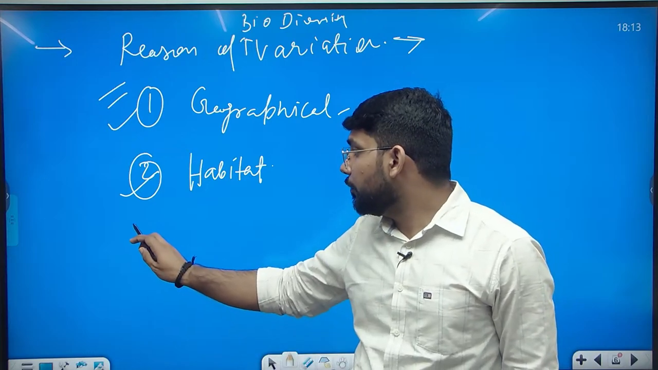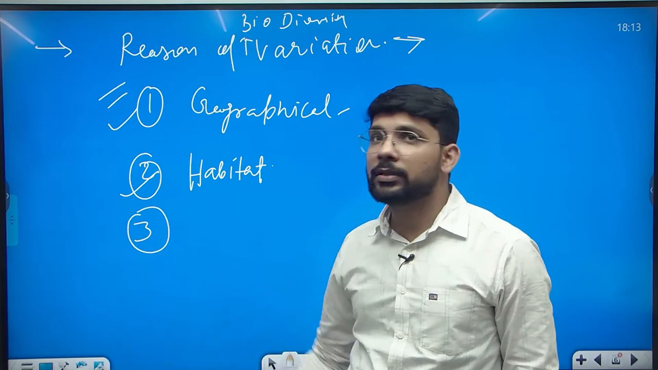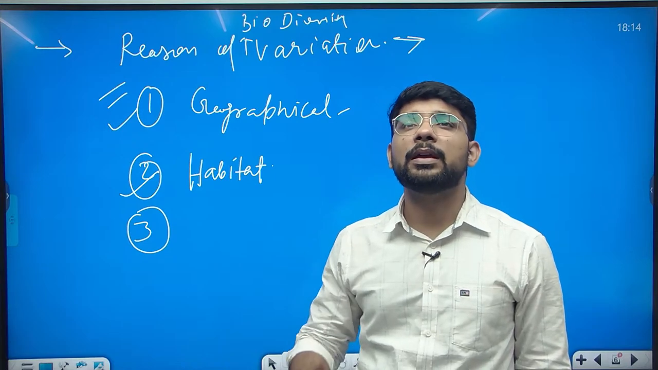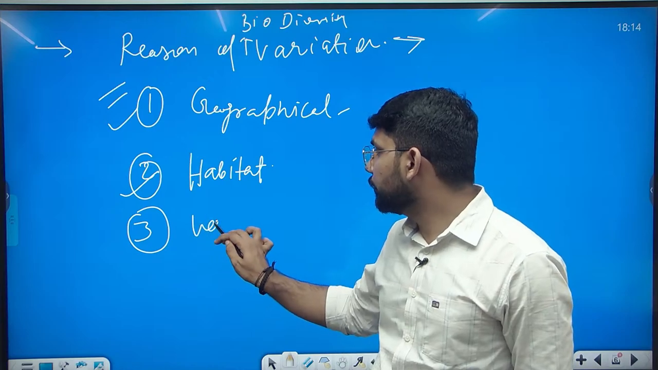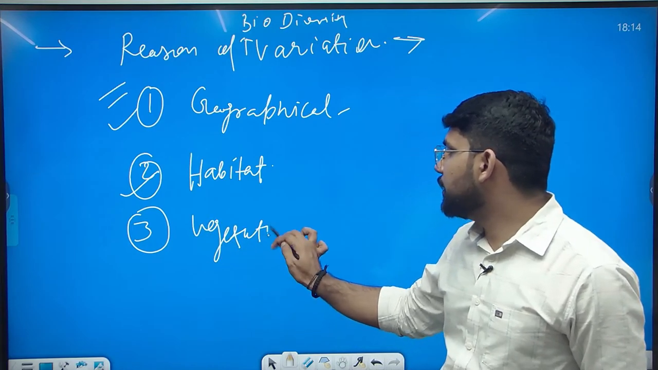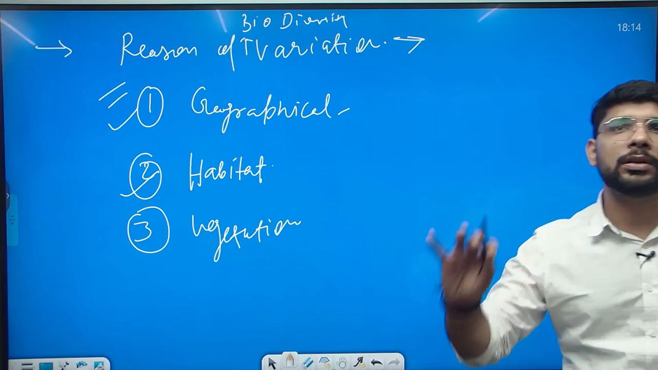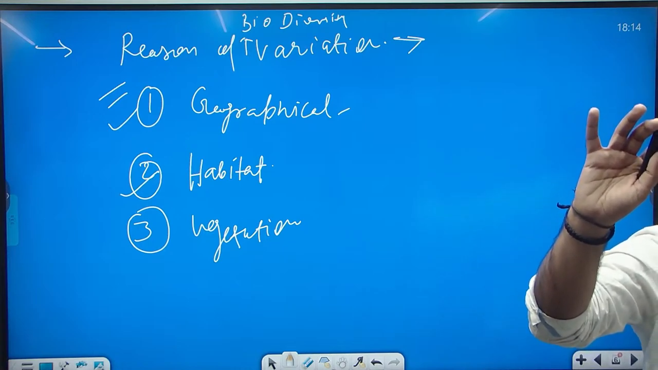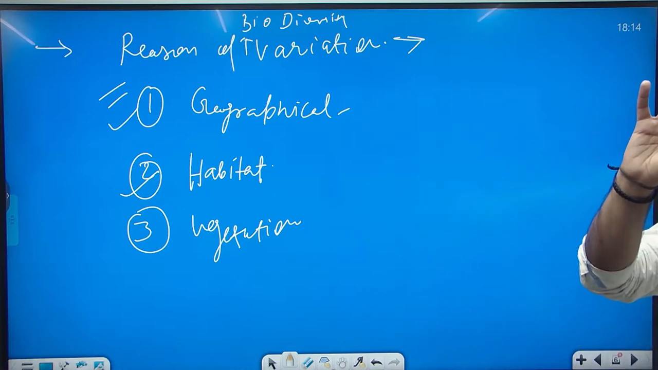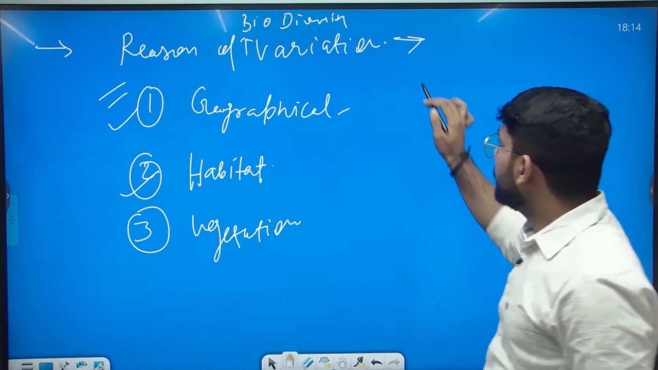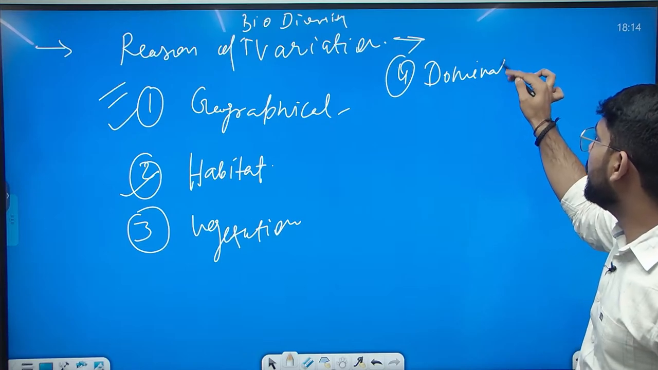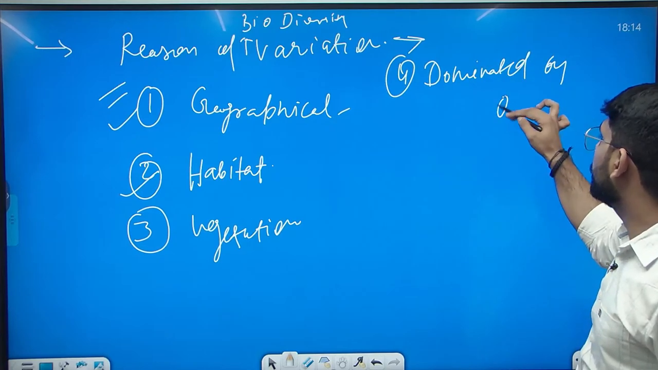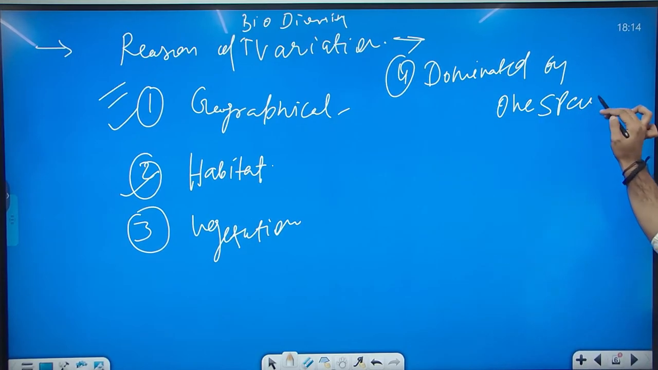There can be another reason behind the variation. What can it be? There can be the vegetation. Vegetation of the area is also one of the reasons behind the variation. Next can be domination by one species. An area dominated by one species is also a variation.